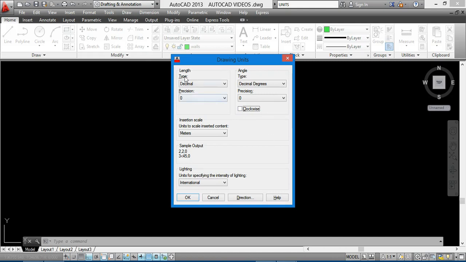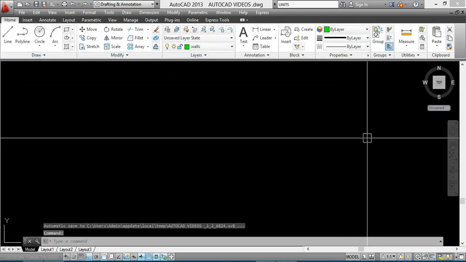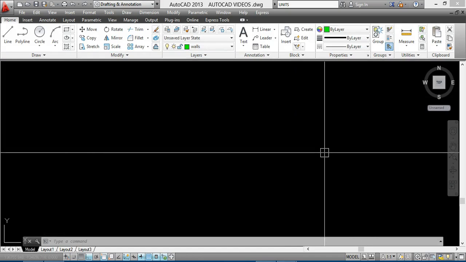Once you have set up this system in which you want to work, you can say OK, and now the drawing will be set up for this type of system. That is, now in this particular case we are working in the decimal system and we are working in millimeters.